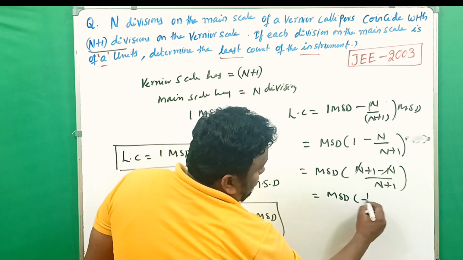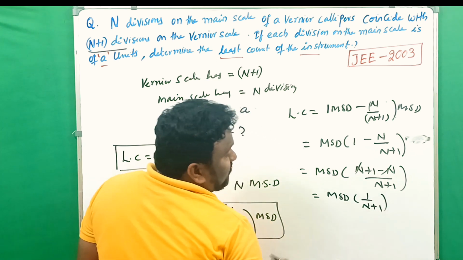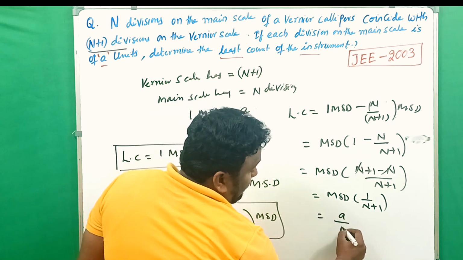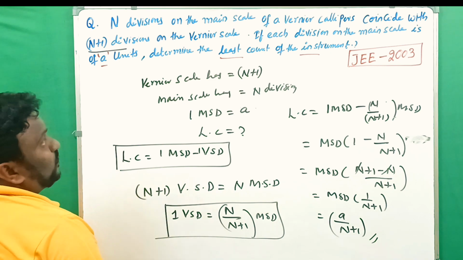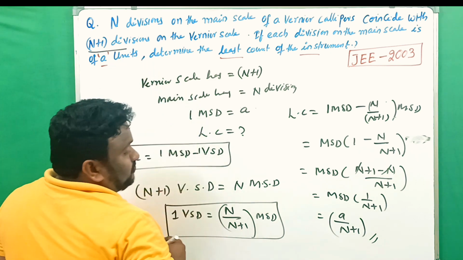MSD into 1 by n plus 1. MSD value is what? A. Therefore what, right? A by n plus 1. This is the least count. This is the least count of the instrument as per the problem.